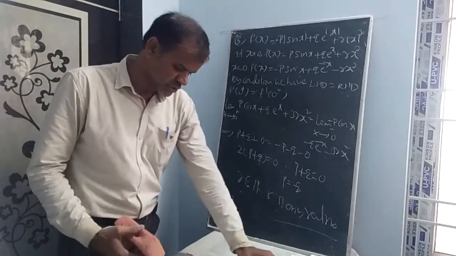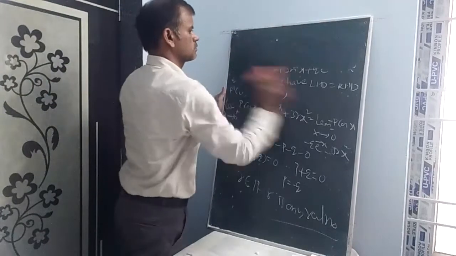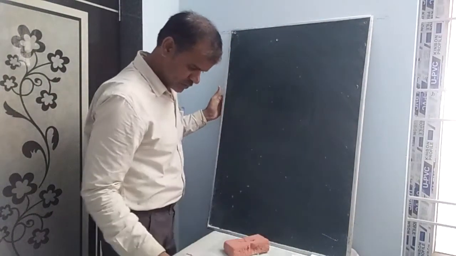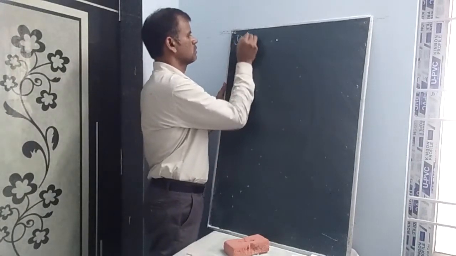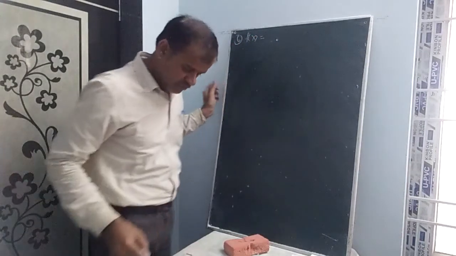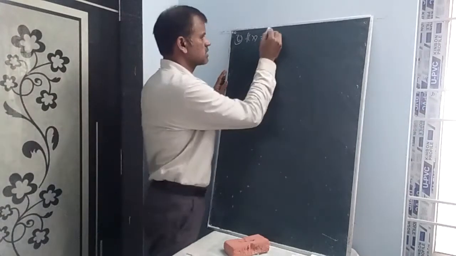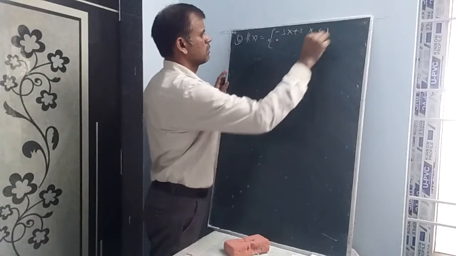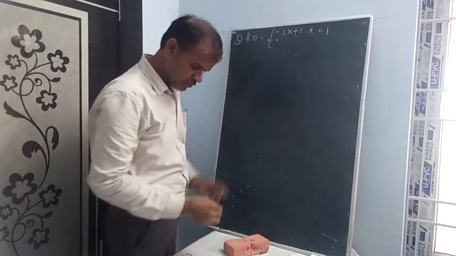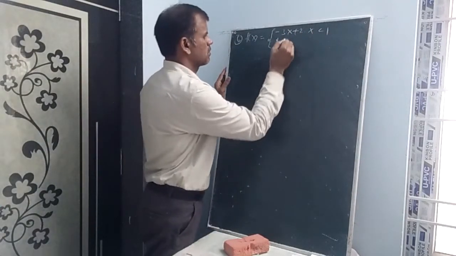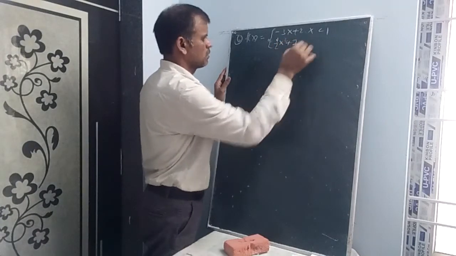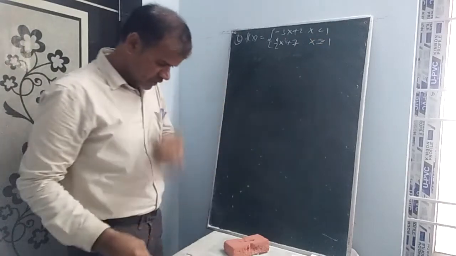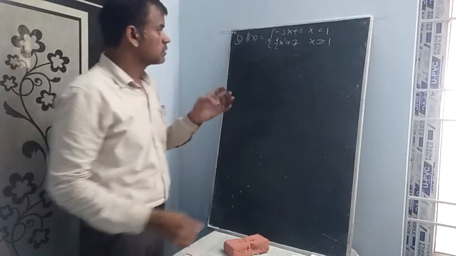Now, let us see sixth question. F of x is equal to minus 3x plus 2, x less than 1, 1 by 2 x square plus 7, x greater than or equal to 1. Then which of the following is not true?